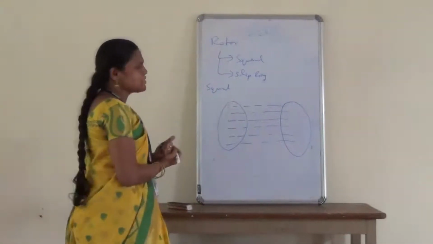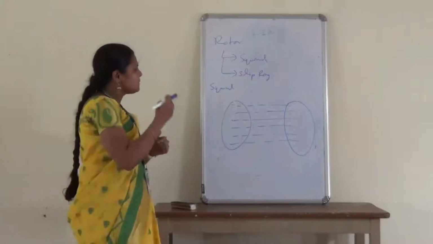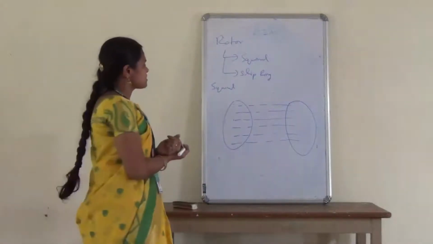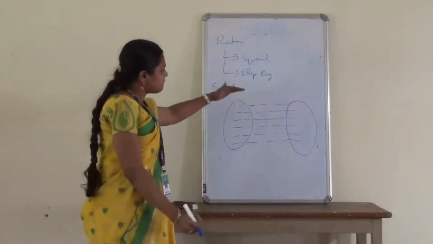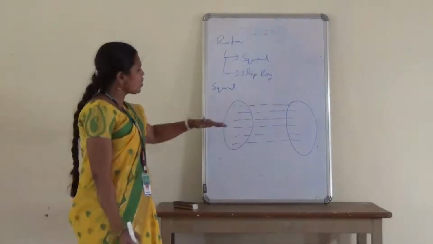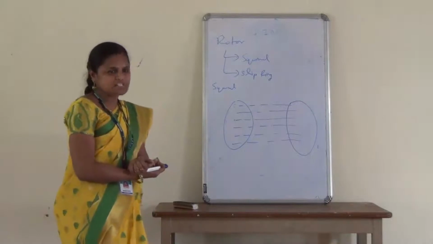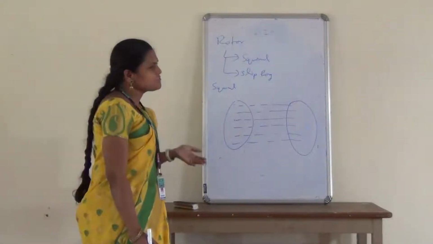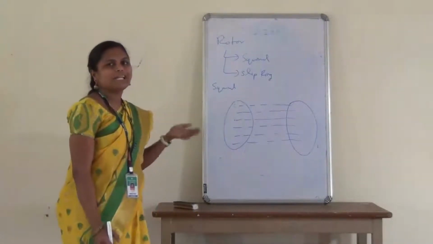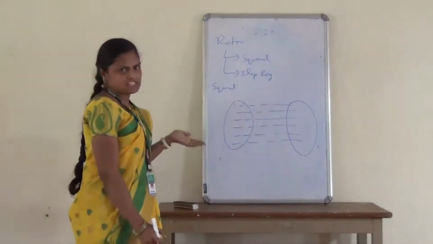In this squirrel cage rotor, copper bars are placed in the slots. These bars are connected parallel to each other. These copper bars are short circuited by using end rings. So the copper bars are themselves short circuited, hence there is no need of any external devices.